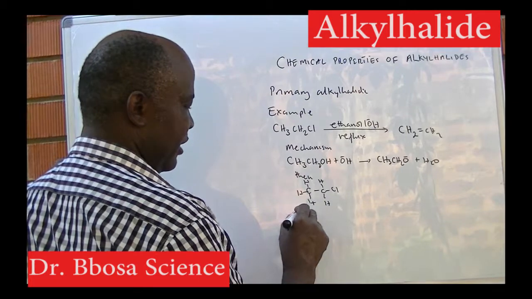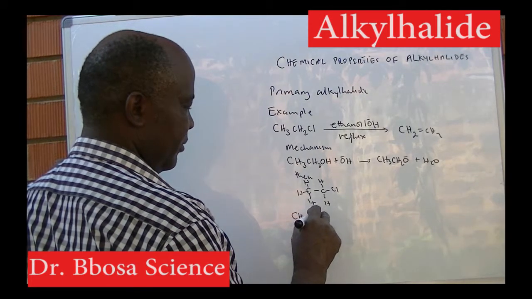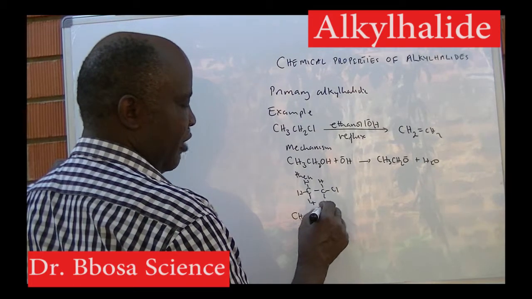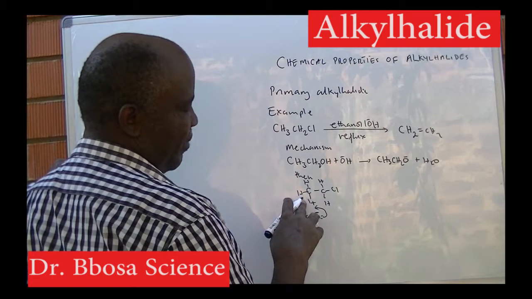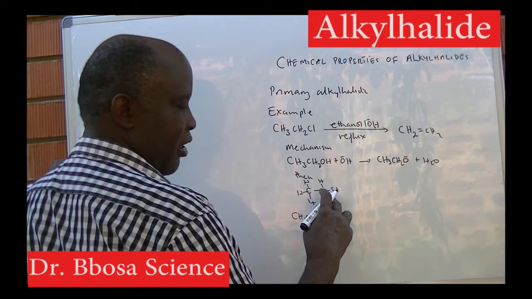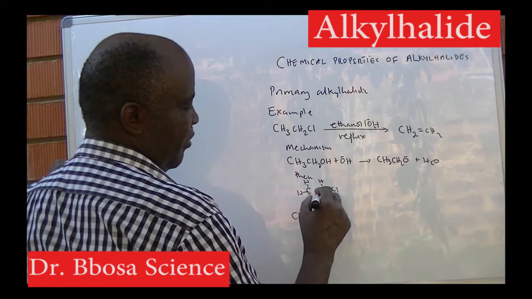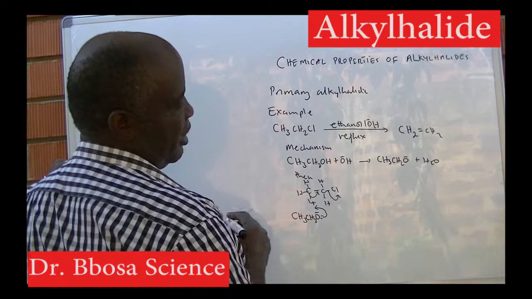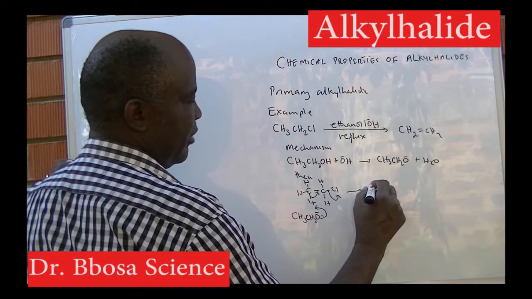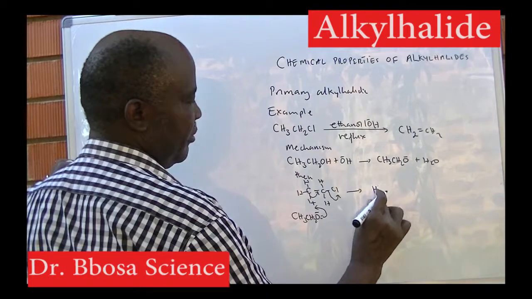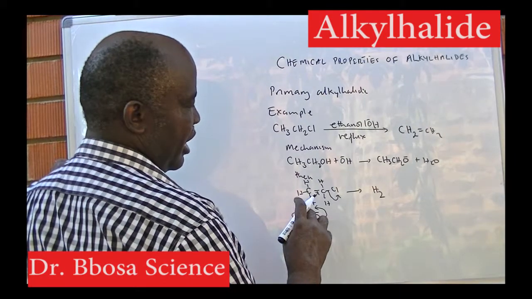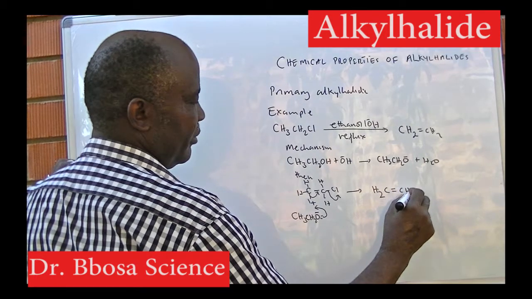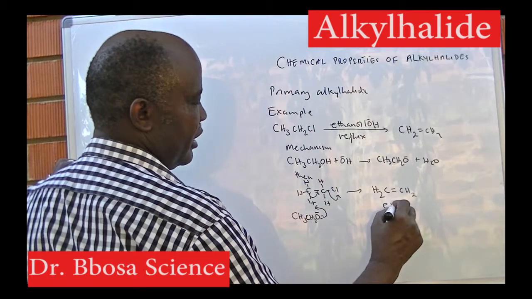The ethoxide ion uses a pair of electrons to pick a hydrogen atom from the carbon next to the one carrying the halogen atom. A double bond forms. The bond between the carbon and a hydrogen atom breaks, one hydrogen atom is removed, to get ethene.